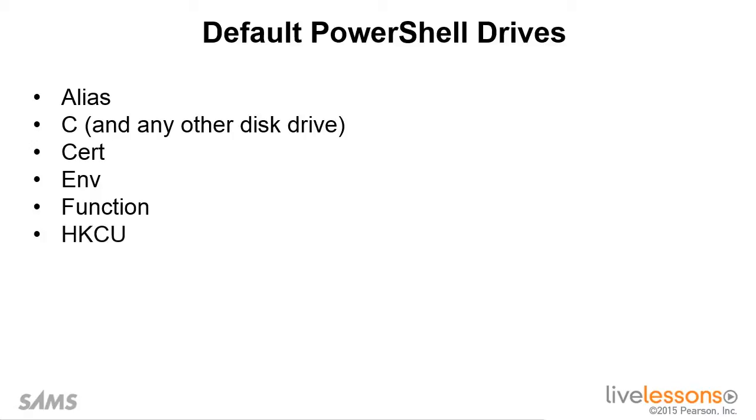HKCU. This is going to be the registry hive for HKey_current_user within the registry. HKLM. This is going to give you access to the registry hive for HKey_local_machine on your local computer. Variable. This is going to list every single variable that is available in your PowerShell session. And finally, WSMan, which is all of the WSMan configuration, which can be modified by navigating this drive.